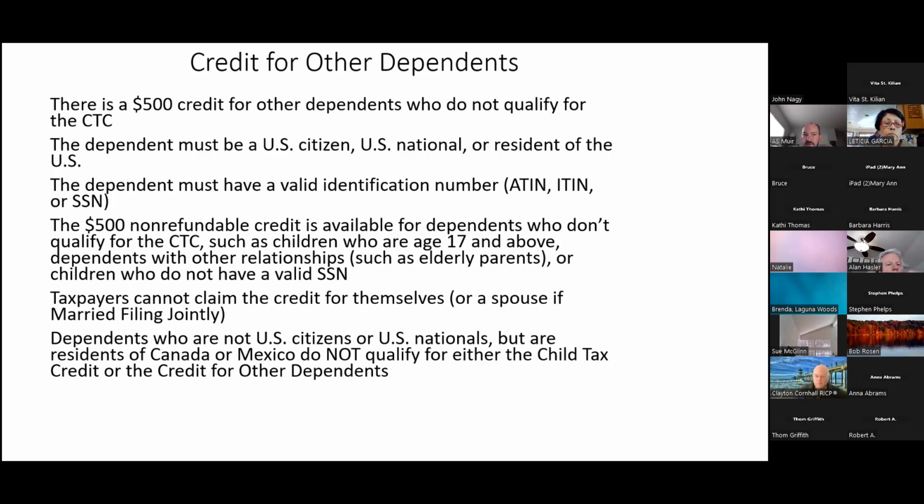And then this particular credit is non-refundable, which simply means it's a dollar for dollar reduction of the tax, which is a good thing. And then, of course, you have individuals who live in Mexico or Canada, and those individuals are not going to qualify for the child tax credit or the credit for other dependents. And this is automatic too. You're going to plug in the information regarding the dependent, and this will appear on the return, or it won't appear on the return based on the information that you've entered.